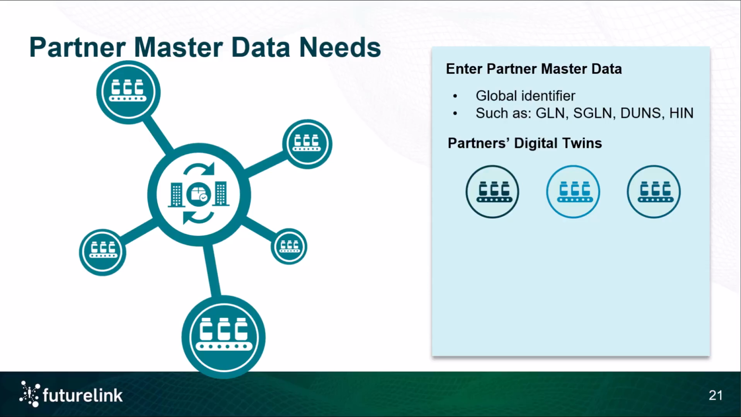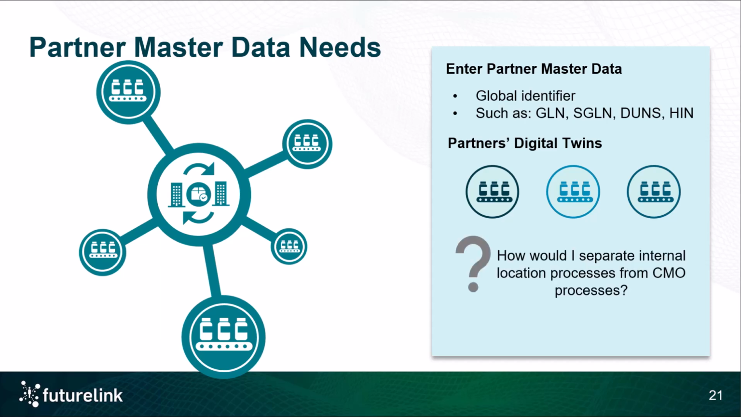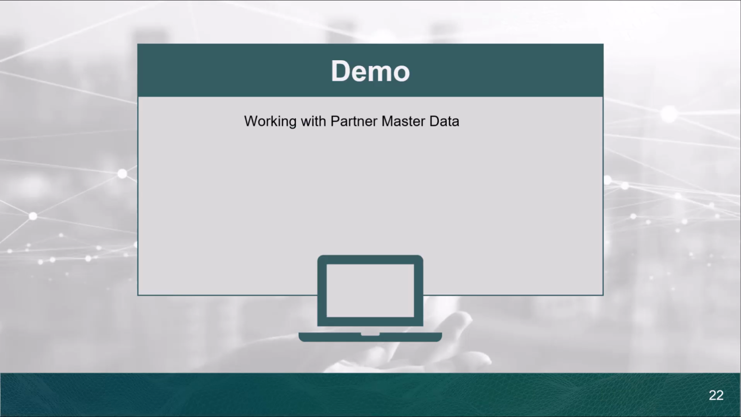Before we move on, let's think about this. If I did want to separate the business processes I use with my internal locations from the processes I use with my CMOs, how could I do that? I could create another process network just for my internal locations. I could apply the same solution to it that I use for my external partners, or if I wanted, I could configure a solution with OSE that only has the manufacturing transactions I use for my internal manufacturing processes. Let's take a look at how to set up partner master data now.